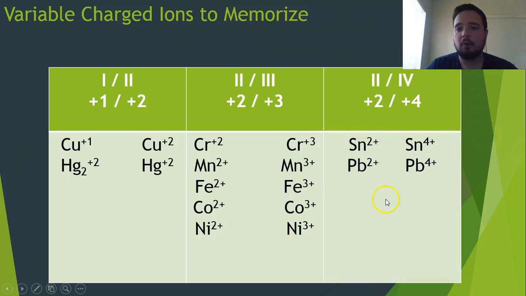And then you have the weird ones, which is 2 and 4, where they kind of skip a little bit. And that's tin. So tin (Sn) is 2+ and 4+, and then lead is 2+ and 4+. Okay, so please write this chart down somewhere.